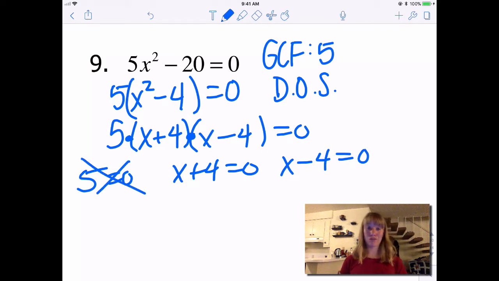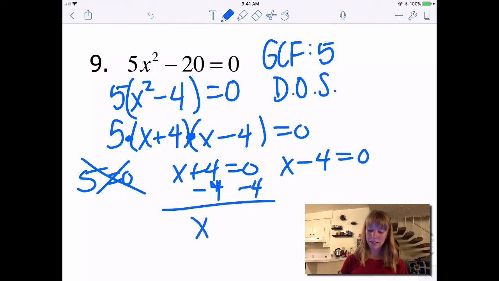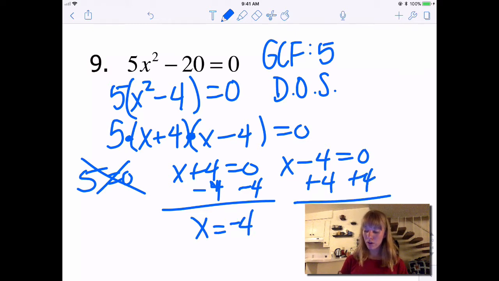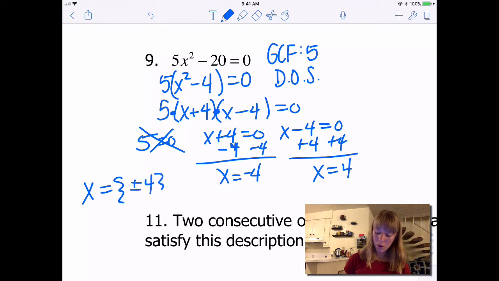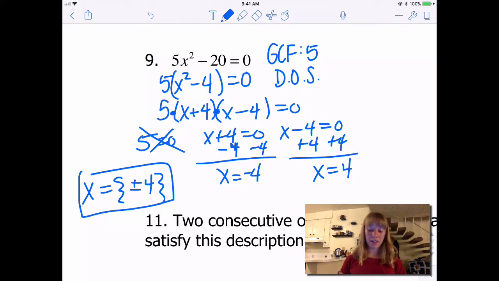5 equals 0 is never true, ever, so just get rid of it. X plus 4 equals 0, I can subtract 4 on both sides, and x is negative 4. Or I can add 4 on both sides, and x is positive 4. Final, I'll say that x is plus or minus 4. Again, the key things there, make sure it's set equal to 0, check. In this case, factoring meant a GCF and difference of squares, but then I set all of the terms equal to 0 to get my final answers.